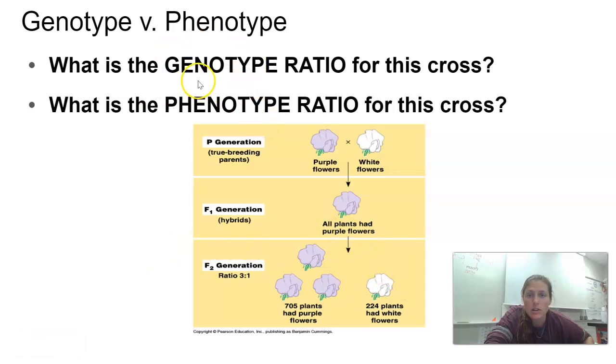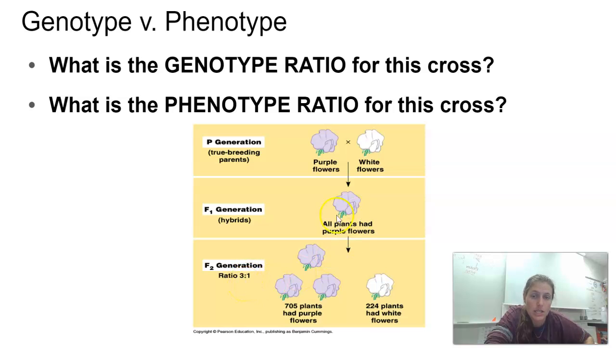First thing is there are these things that are genotypic ratios, and you write them with three numbers. The first number is homozygous dominant, your second number is heterozygous, and your third number is homozygous recessive. So that's your genotypic ratio. Your phenotypic ratio is just two numbers. It's just everything that looks dominant and everything that looks recessive.